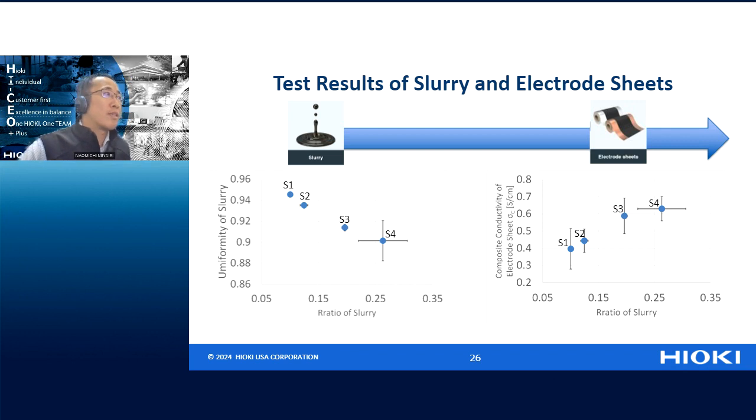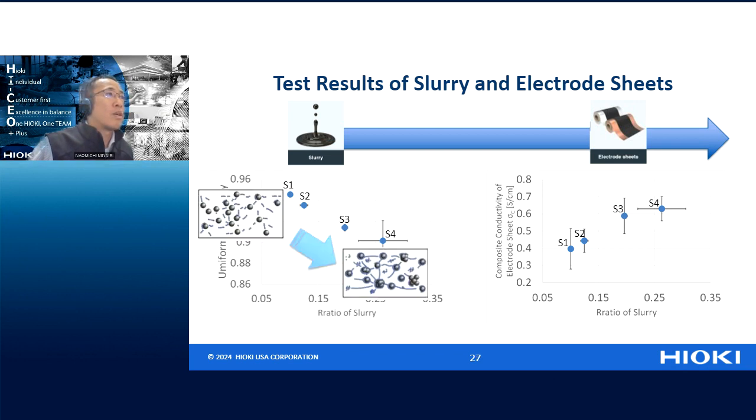So after preparation of the slurry, we created electrode sheets as well, and the slurry samples and the electrode sheet samples were tested with the slurry analytical system and our RM2610. So the slurry's test results, the uniformity of the slurry, were plotted against our ratio, and also the conductivity of electrode sheets was plotted against our ratio.